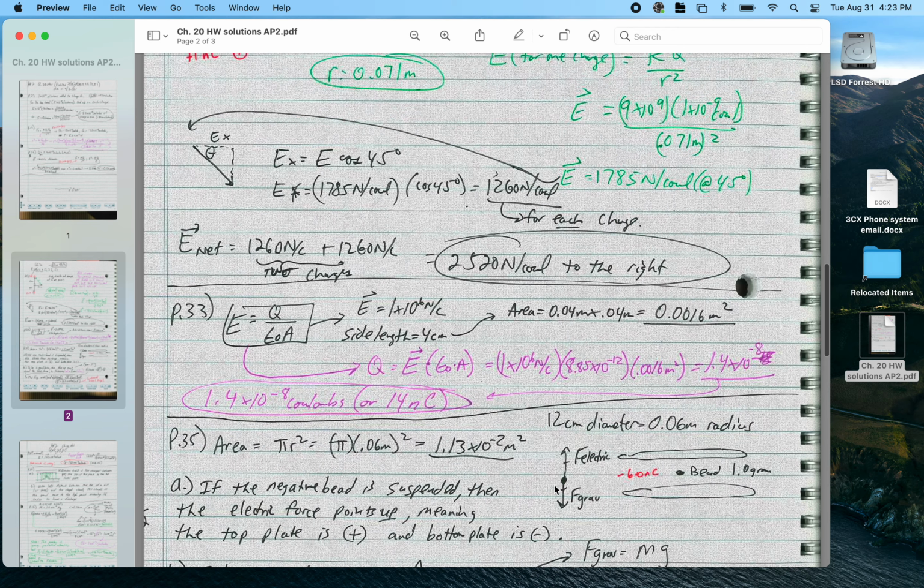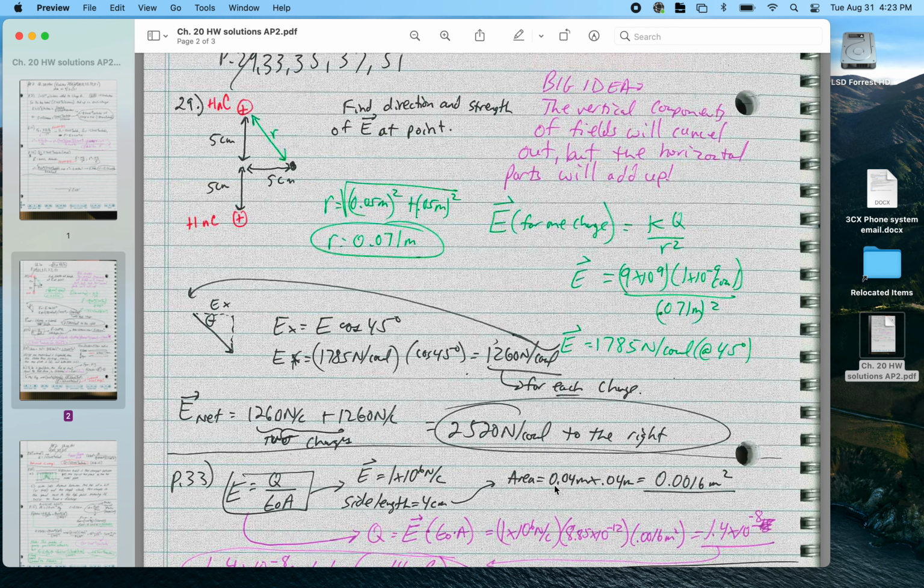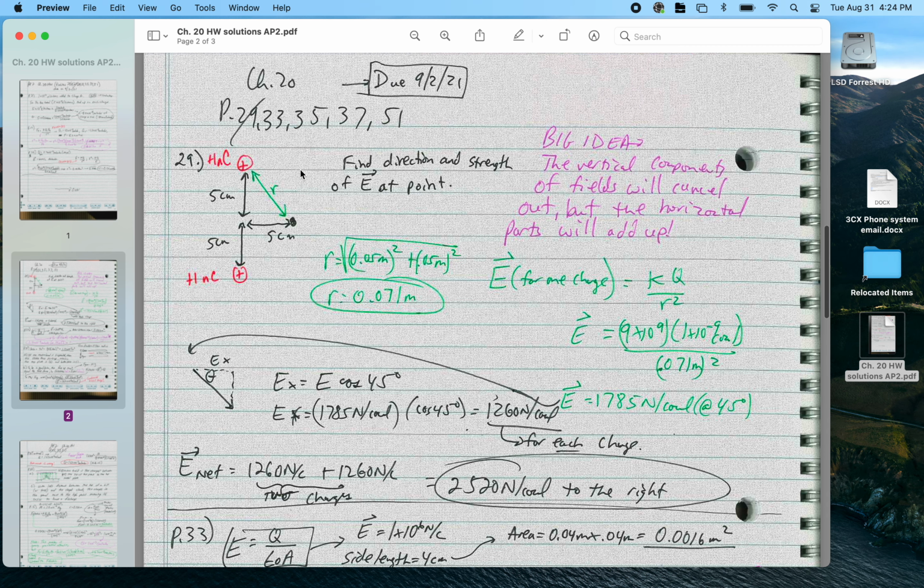Problem 29 is a vector problem. You're given a picture where you have 2 charges here, and you're asked to figure out the electric field at this location. I think the key concept of this, the big idea, is that since they're both positive, the field points away from both of them. In that case, due to the symmetry of this point being midway along the line between the 2 charges, you find out that the vertical components of field cancel out, but the horizontal components, which would point to the right, add up.